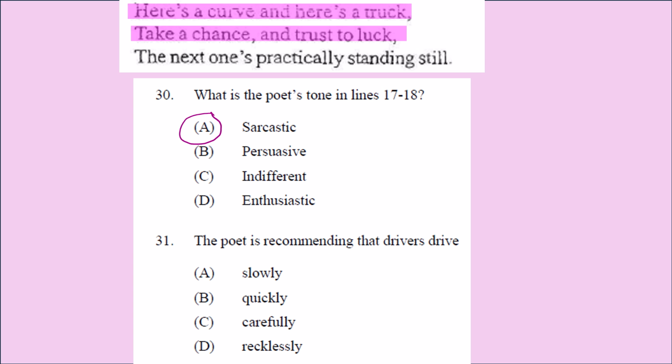Question 31. What is the poet recommending that drivers do? Is it to drive slowly, quickly, carefully, or recklessly? I have chosen carefully because amidst all of the sarcasm, amidst all of the pun, what he's trying to do is to say you need to drive more carefully on the road.